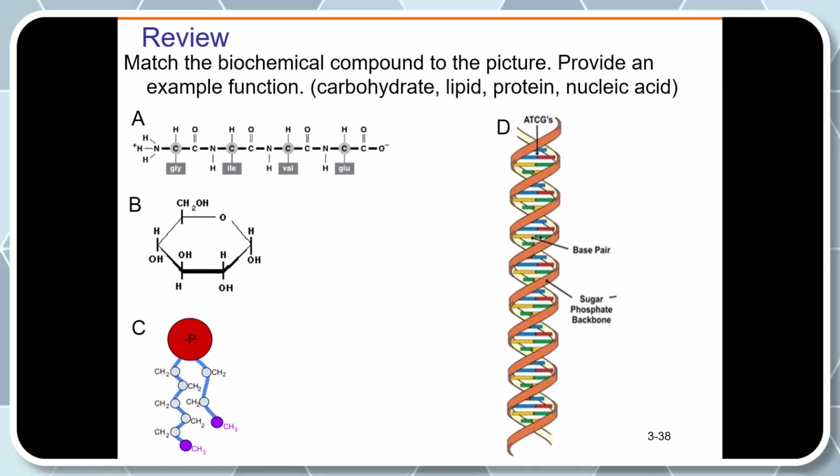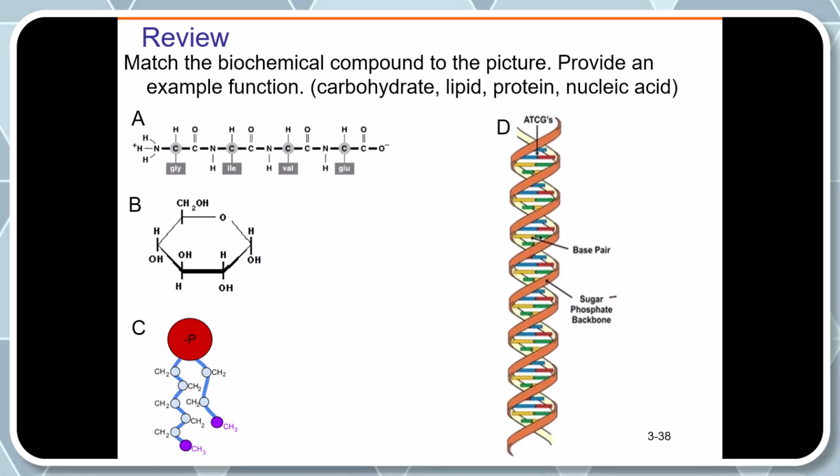Let's review. Match the biochemical compound to the picture and provide an example function. And I've got the biochemical compounds or macromolecules listed for you there, the carbohydrate, lipid, protein, nucleic acid. So maybe take a pause here and try to do it before you just listen to the answer. So if I were a student taking a test, I would look at these and try to start with whichever one I thought was easiest first. So are there any of these that maybe seem more recognizable to you?